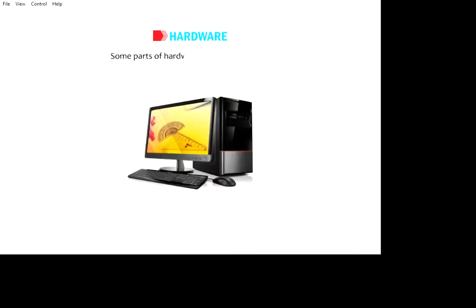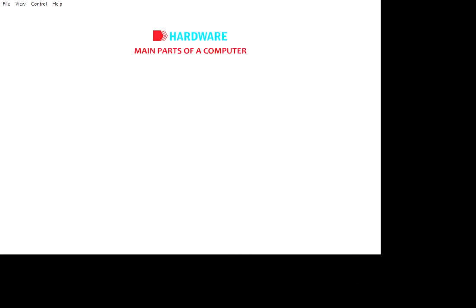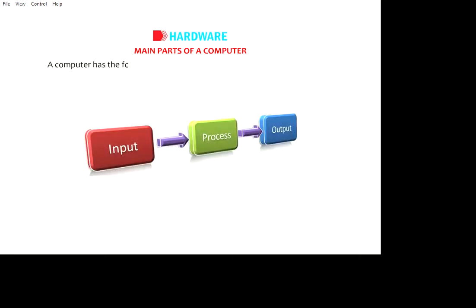Some parts of hardware are inside the CPU. We can see them when we open the body of a CPU box. Example, hard disk, CPU chip, etc. Students, let's understand the main parts of a computer. A computer has the following 4 main parts that help in performing the IPO, input, process, output cycle.